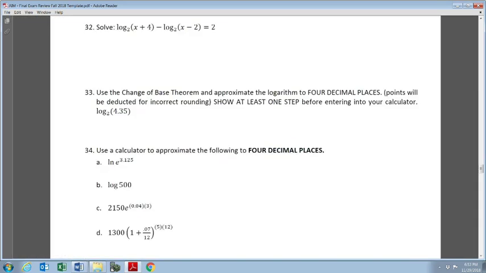Alright, let's move on to 32. So here we're solving a logarithmic equation. We've got 2 logs on the left, a subtraction of 2 logs. We're going to want to use one of our properties of logs. It's what we call the quotient rule. We know that the log of a quotient is equal to a difference of logs. Here we have a difference of logs, so all we have to do is write this m over n and make this into 1 log. And so in our problem, it's going to be x plus 4 over x minus 2.